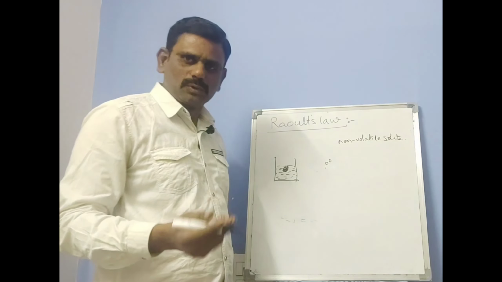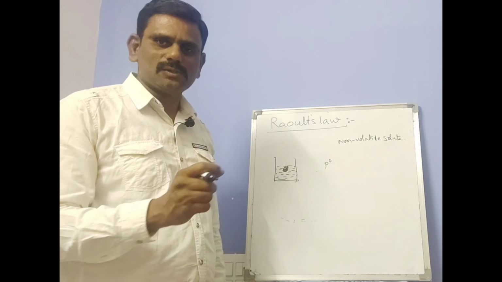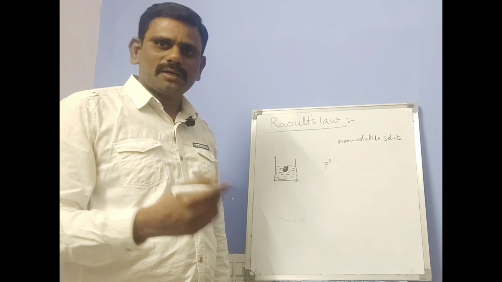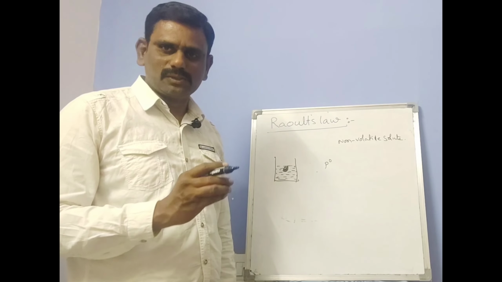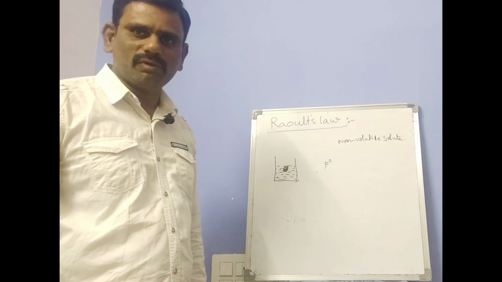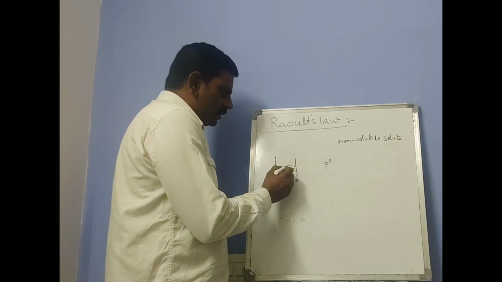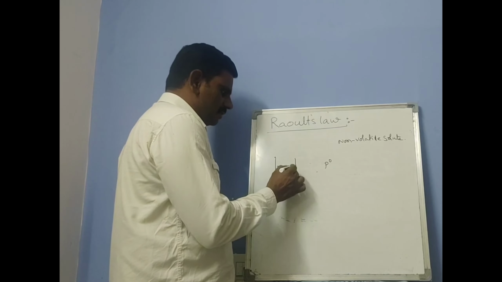Solutes are of two types, volatile solute and non-volatile solute. Volatile solutes are solutes which evaporate at room temperature. Non-volatile solutes are solutes which do not evaporate at room temperature. So we are adding a non-volatile solute to this liquid. What happens? The solute dissolves and forms a solution.